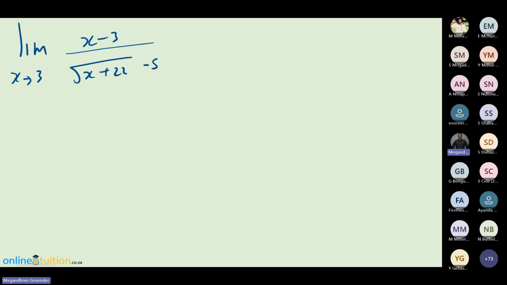And then this one, if you see again, how would you do this? Would you rationalize first, or would you do a direct substitution first? Direct substitution. Correct. So if you put in a direct substitution, what do you get? Undefined. Yes, you get a 0 over 0, right? Indeterminate. Then you rationalize, isn't it? Multiplying top and bottom by the root of x plus 22 plus 5 over the root of x plus 22 plus 5.